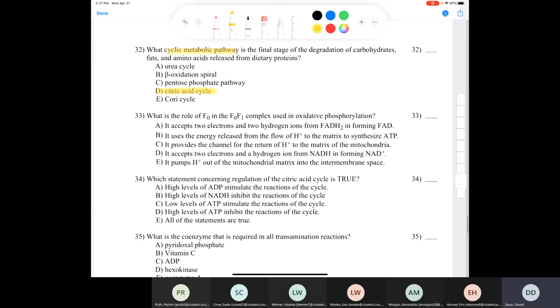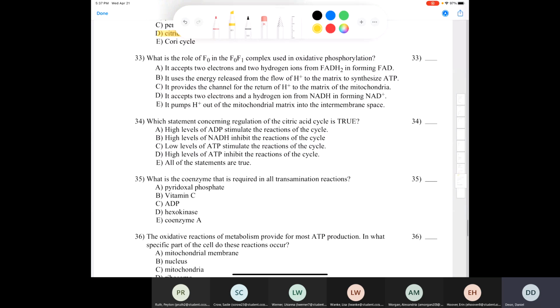The next one deals with the F0, F1 complex in oxidative phosphorylation.